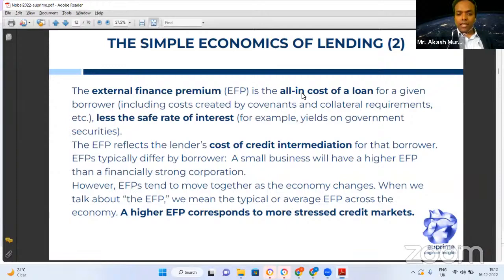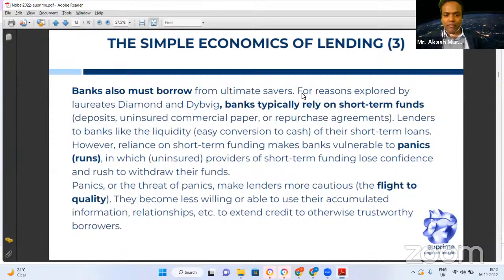Banks also borrow from ultimate savers. When I say ultimate savers, I'm talking about retail as well as other instruments that exist out there. Banks lend and borrow from each other. It can be deposits, uninsured, commercial paper, repurchase agreements. We can get into it if anybody has any doubt on any of these.